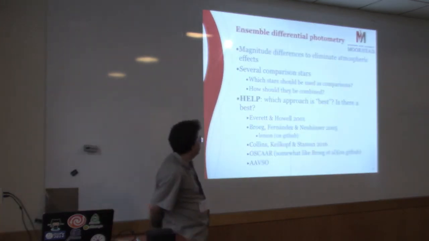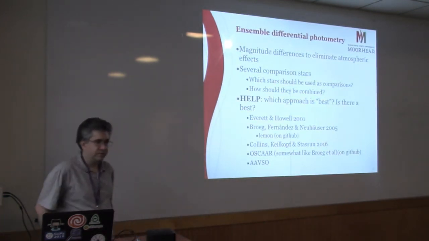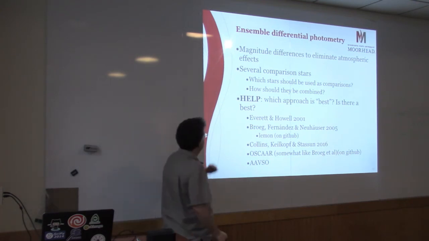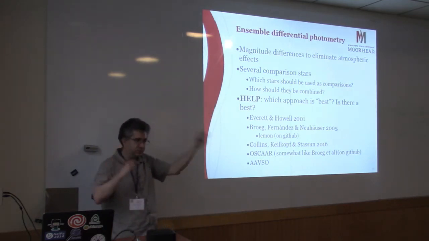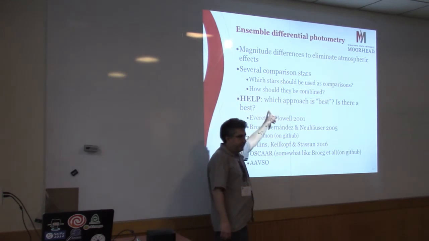Once you have a bunch of instrumental magnitudes, you need to do something with them. We do differential photometry, so you're taking the difference of the instrumental magnitudes to remove atmospheric effects. It's better to do that with many comparison stars rather than just your target star, whatever it is, and a single comparison.